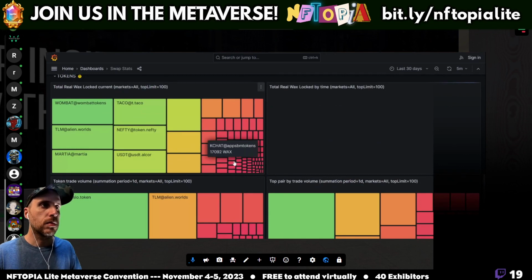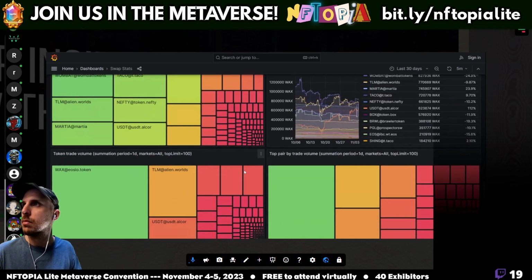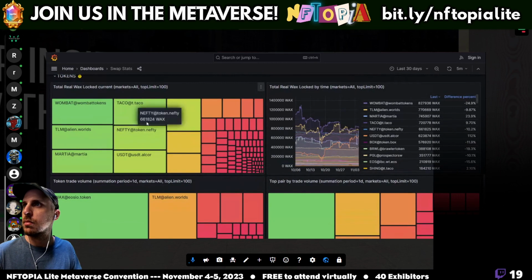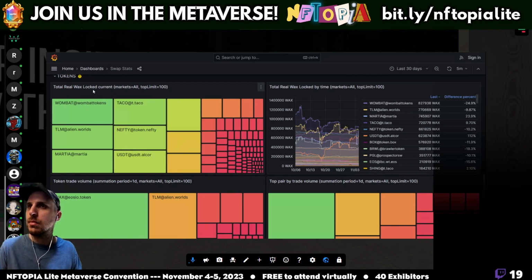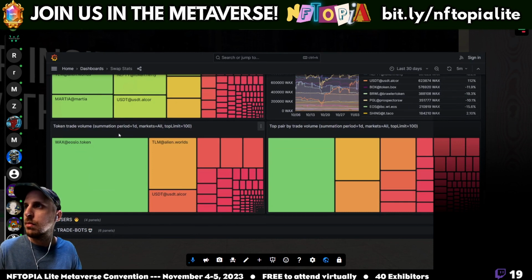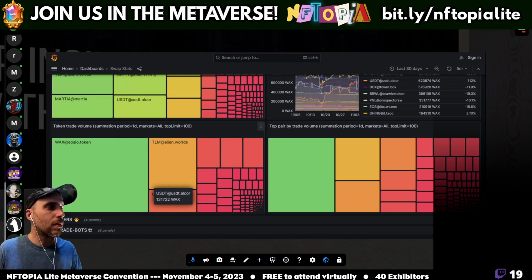And on tokens, which is a graphic that we have seen a lot of projects starting to use even more, they can check the total real wax logged. As we can see, there is a great Wombat dominance over here, followed by TLM, Marcia, Taco, Nifty, and USDT is taking over. USDT is such a young token on Wax, and it is already the sixth most token with the real Wax logged. And in terms of volume, we have Wax as always, because Wax should always be the dominant, then TLM, and then USDT. So in such a short time frame, USDT is already the third most traded token by volume on Wax.